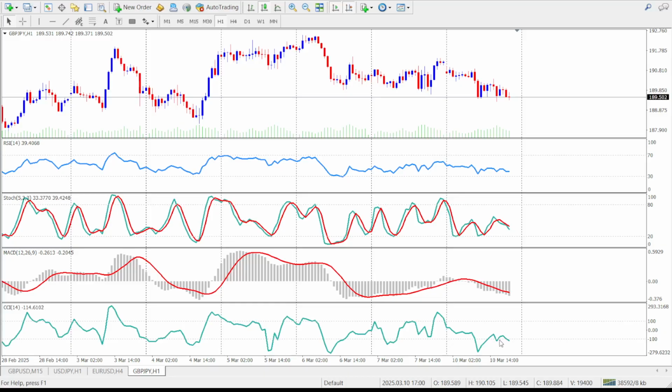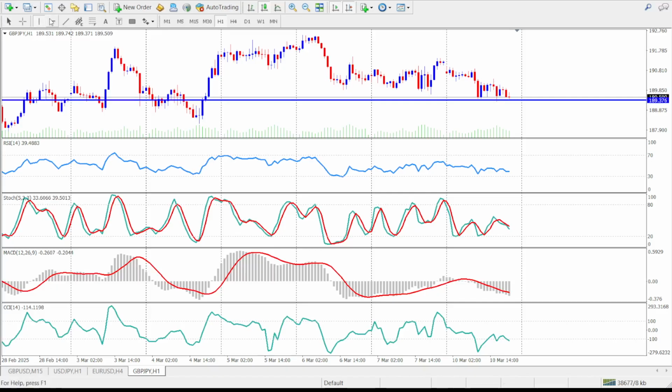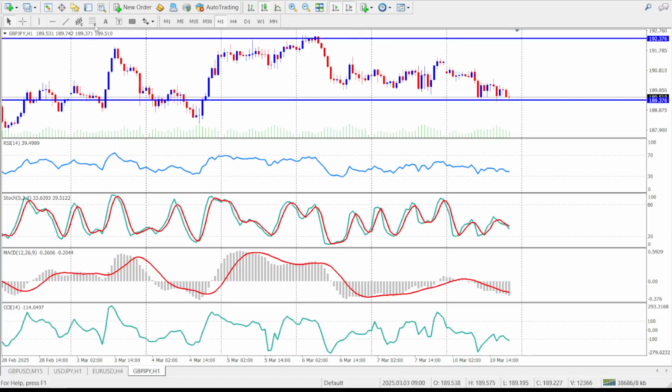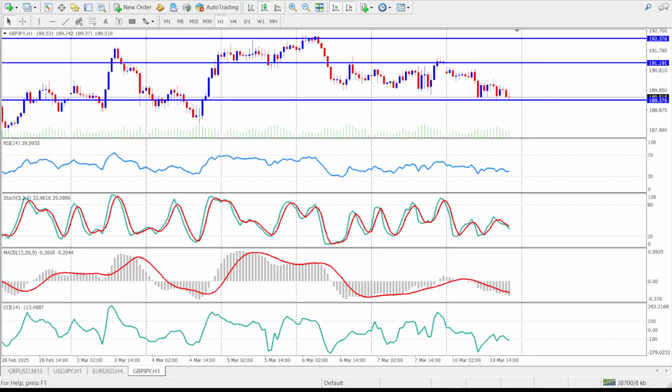So how do you use it? CCI above plus 100 signals a strong trend continuation, while CCI below minus 100 may suggest a trend reversal. The CCI also works well when combined with support and resistance levels.